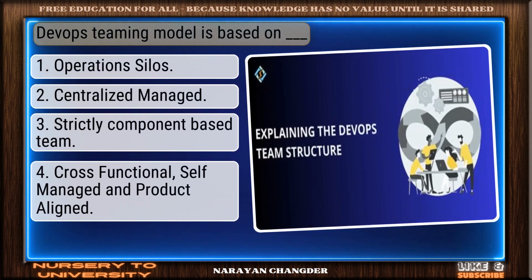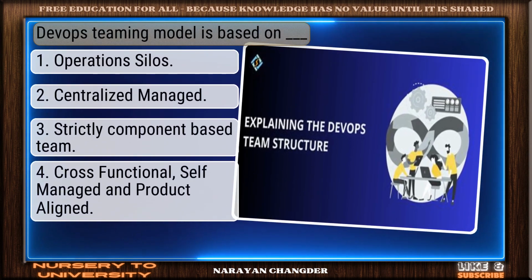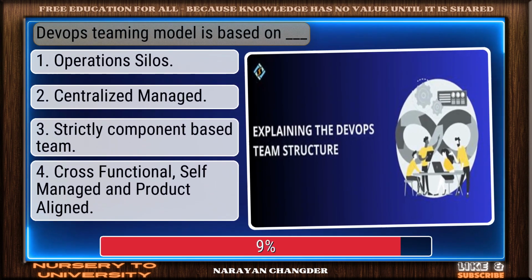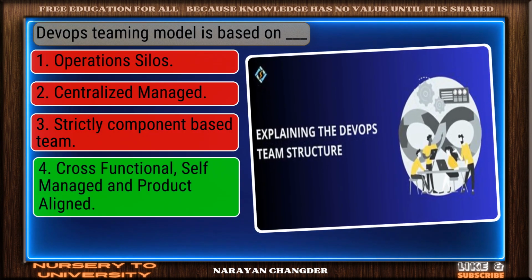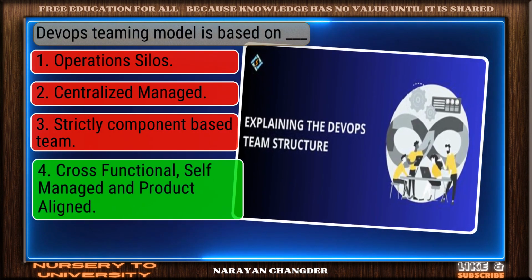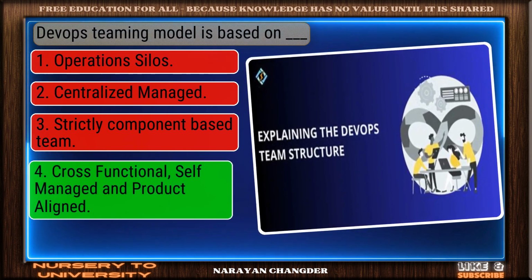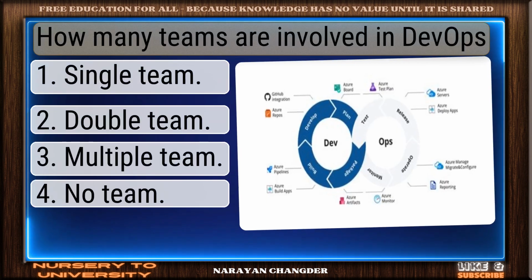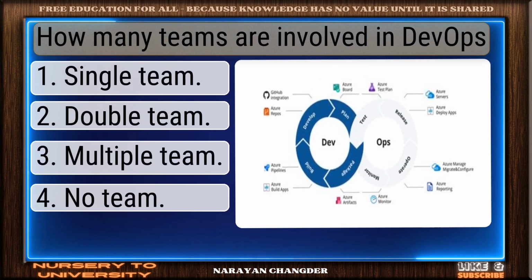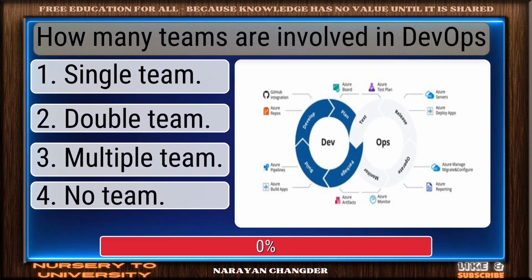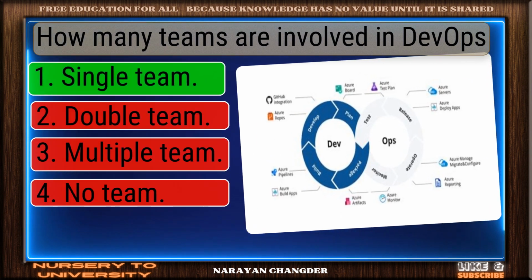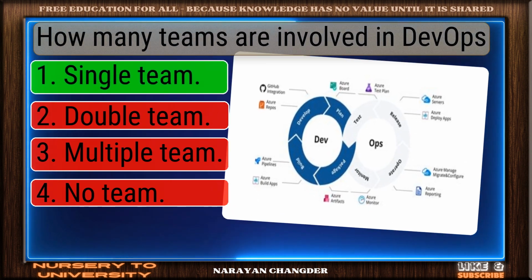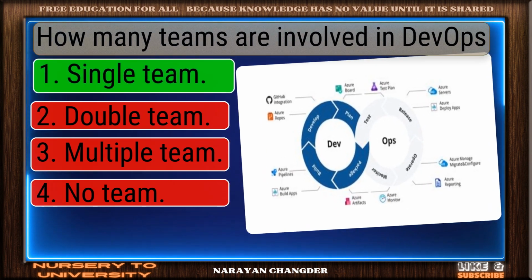Question number 13. DevOps teaming model is based on dash. You got it. Your choice, cross-functional, self-managed and product-aligned, is right. Question number 14. How many teams are involved in DevOps? Exactly. Single team makes sense, and it is the right choice.